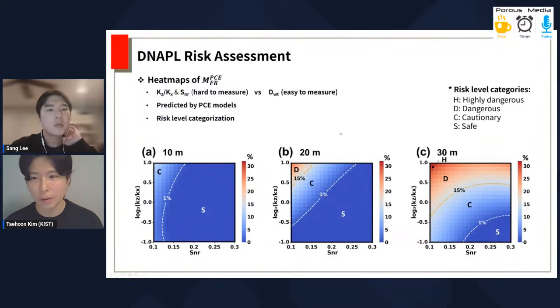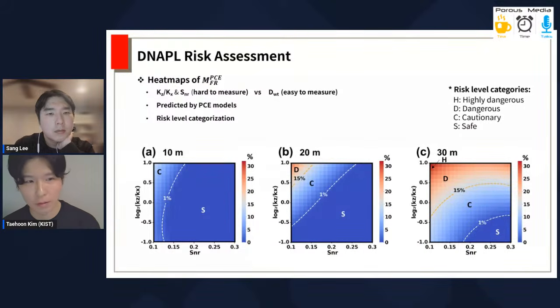So we have three heat map plots, one for each water table depth. The x-axis represents the residual saturation, and the y-axis represents the permeability anisotropy on a log scale. The colors are predicted by a PCE model and represent the risk of the DNAPL reaching the fractured rock as percentages. So there's a progression from the left to the right side. At 10-meter depth, there is almost a safe area, so there is a low risk level of the DNAPL reaching the fractured rock.